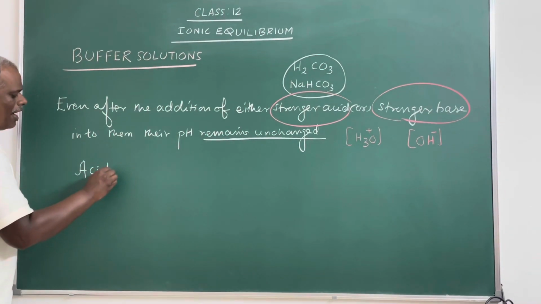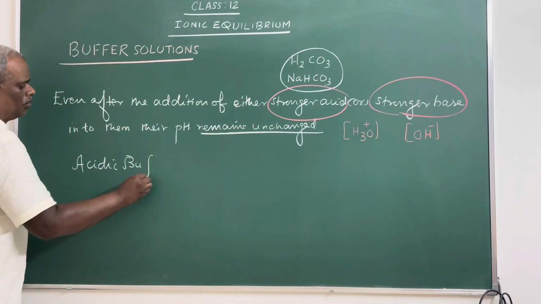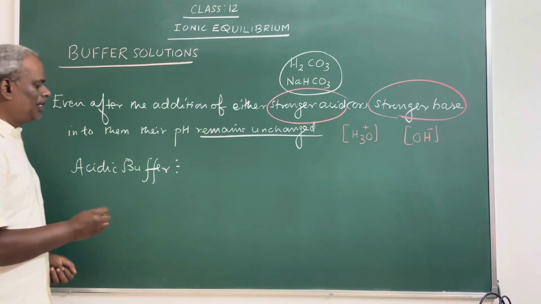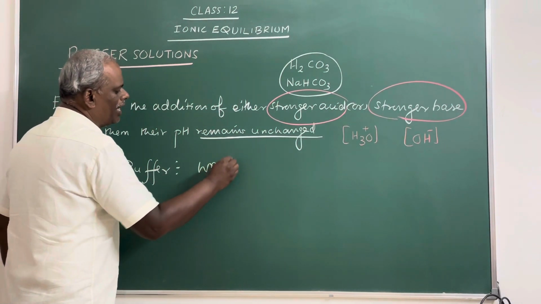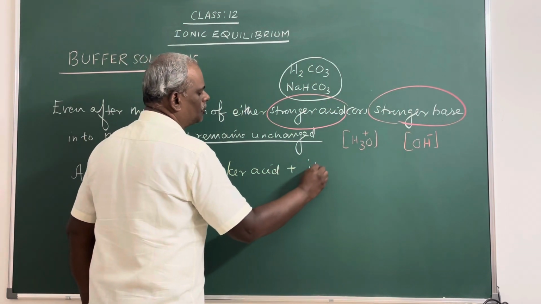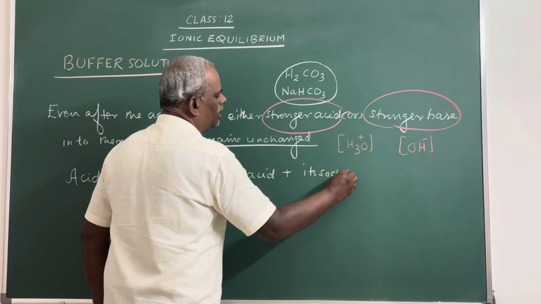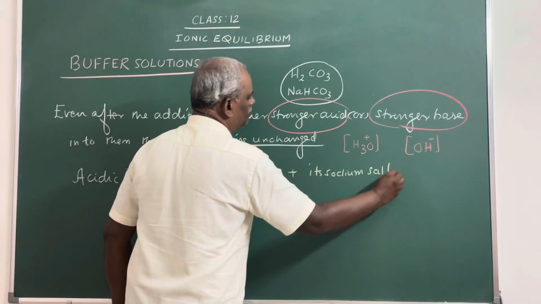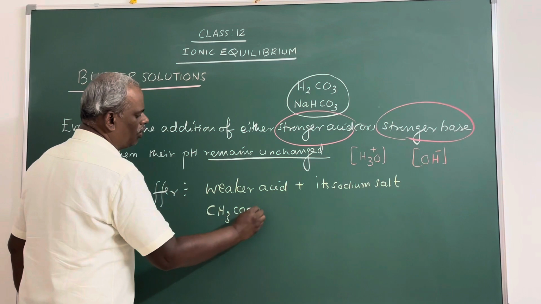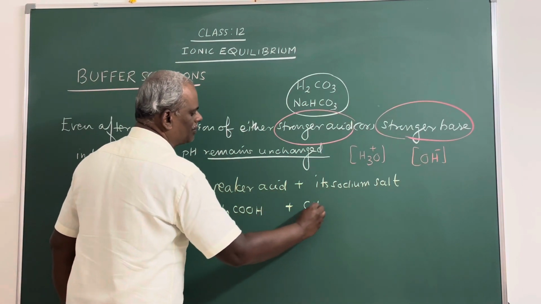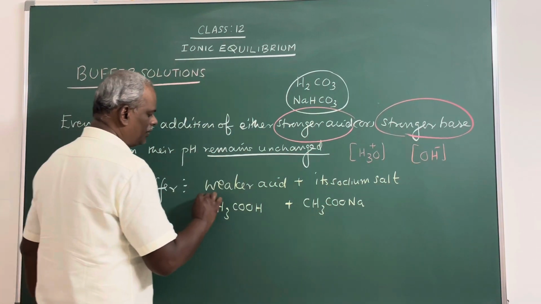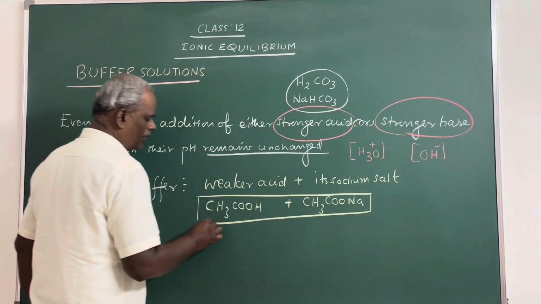One will be the acidic buffer. What is called acidic buffer? Acidic buffer is a mixture containing weaker acid and its salt. Particularly, we are taking the sodium salt. I am writing an example: CH3COOH, acetic acid, plus CH3COONa. This composition is called acidic buffer.